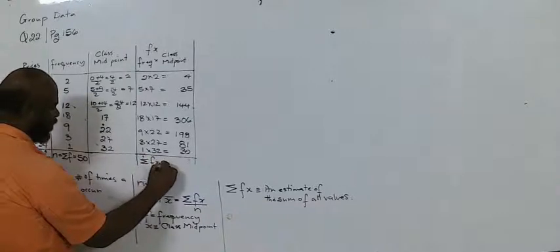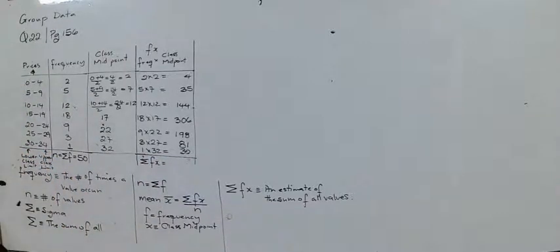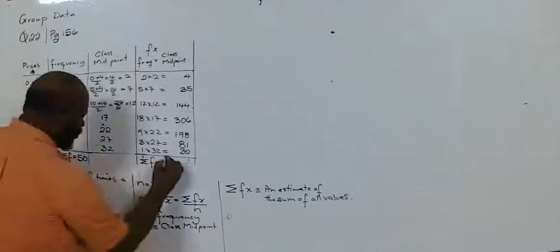Do it very quickly. What is the sum of fx? Very quickly, what is the sum of fx? The sum of fx is 800.